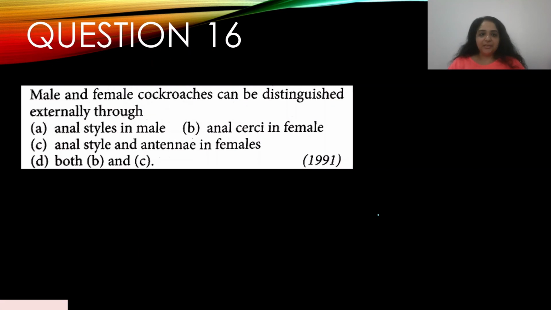Question number 16. Male and female cockroaches can be distinguished externally through, and this appeared in 1991. A. Anal styles in male. B. Anal cerci in female. C. Anal style antennae in females. D. Both B and C.